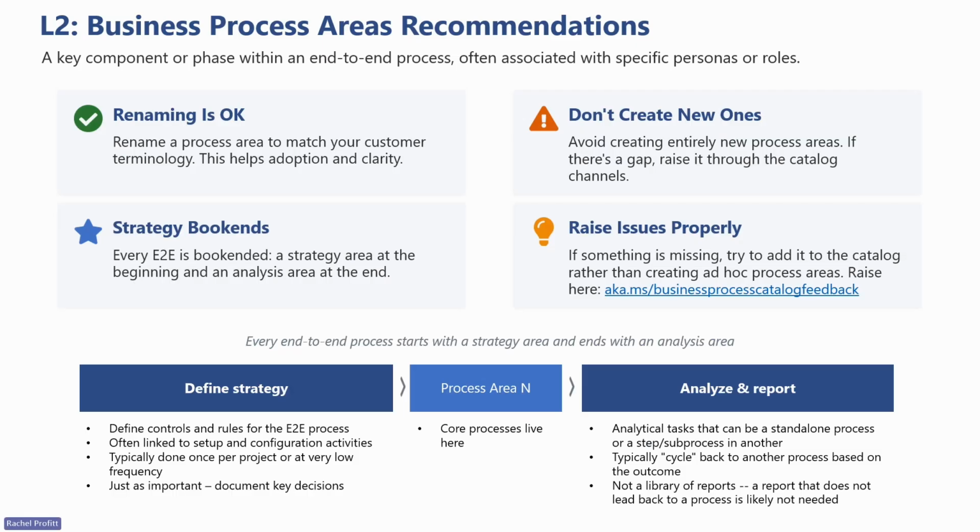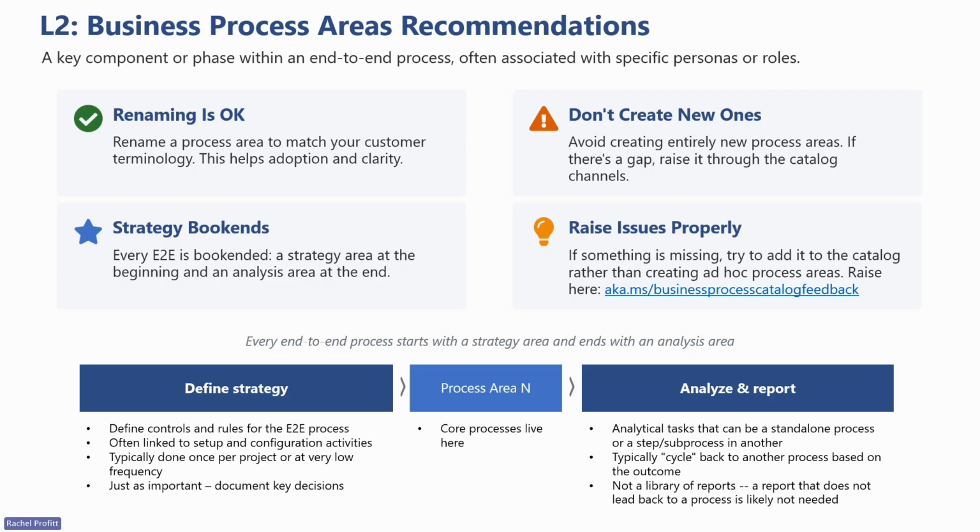At this level, the guidance is similar to what we just covered for end-to-end processes, so I'm not going to repeat those same points in detail. The important distinction here is how process areas help structure each end-to-end process. A process area represents a major phase or component within the end-to-end flow, often associated with specific personas or roles. And in the standard catalog, there's usually a clear pattern to that structure.